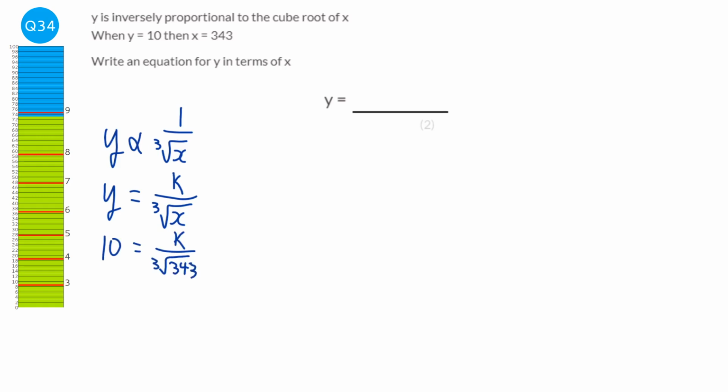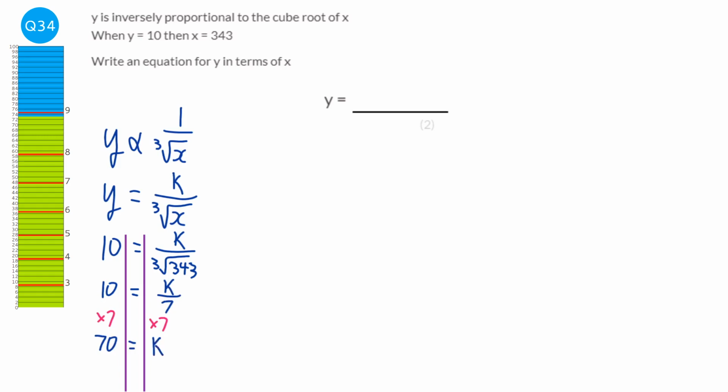Okay, next thing we're going to do is we're going to solve that. So put our lines in. Now the cube root of 343 is 7, so it's a lot easier, and we're just going to times both sides by 7.